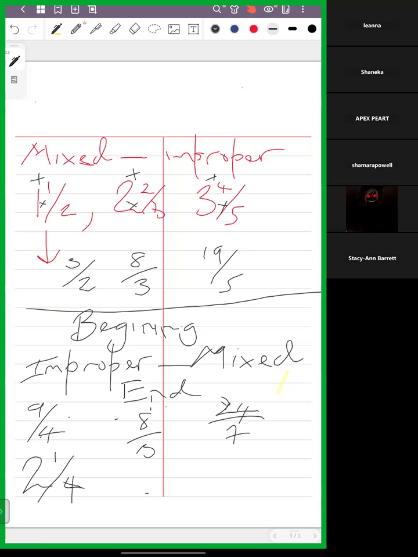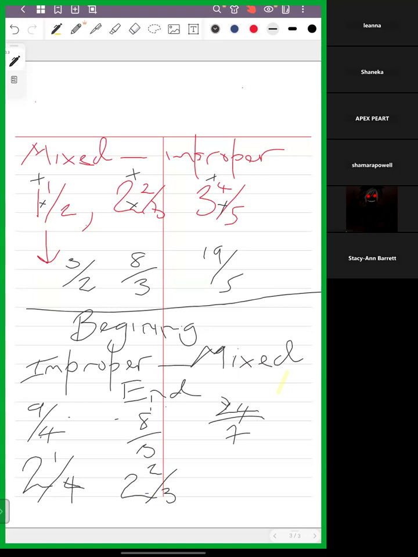8 over 3. How many groups of 3 can you get from 8? We can count again. 3 plus 3 is 6. So you go about 2 times, but there's going to be a slight remainder of about what? 2. And we're going to put that back over 3. Okay, sir. Understand now. Perfect.